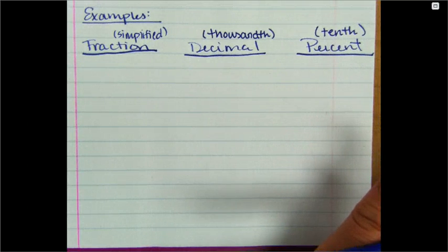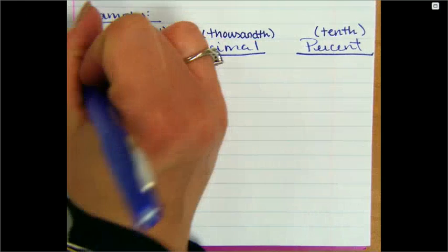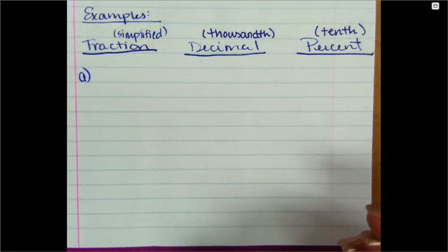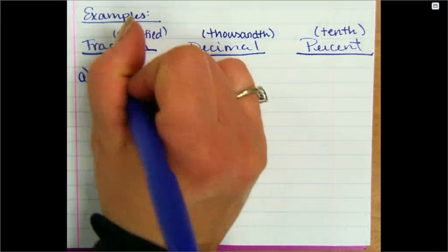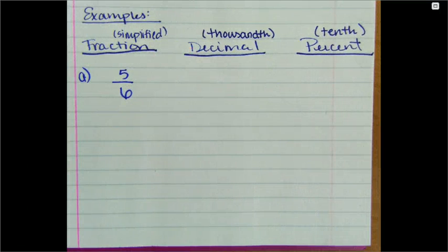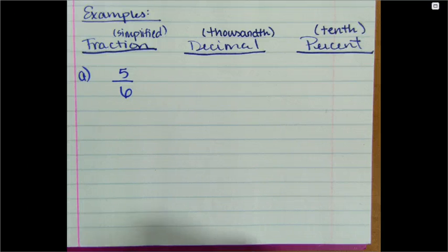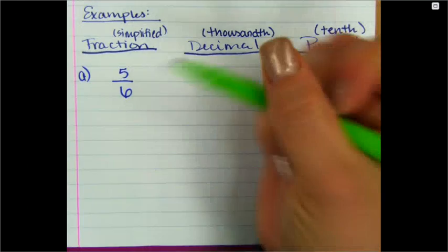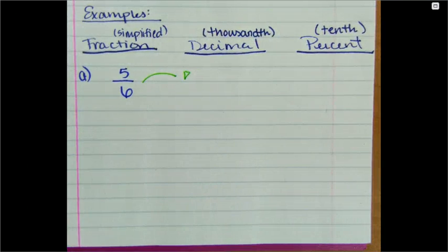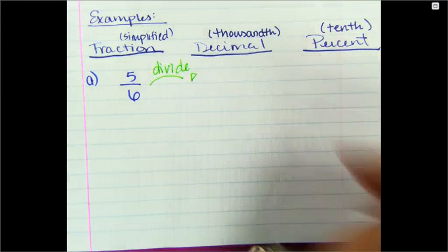Are we okay? Question? All right. So we're going to start with example A. I'm going to go ahead and give you the fraction of 5 over 6. All right, so I've given you the fraction 5 over 6. Your job is to find the decimal. So your job is to go from 5 over 6 to the decimal. How do I get from 5 over 6 to the decimal? You're going to divide. So that's your job right now, is to divide.